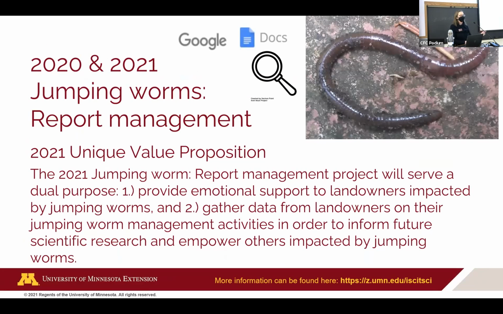So I alluded to this last night: jumping worms. I'm not going to go into jumping worms themselves, but if you're unfamiliar with them, they're a new invasive worm that is causing all kinds of havoc in our forests and in our gardens. And there are no scientific recommendations for how to manage worms, period, and that includes jumping worms.